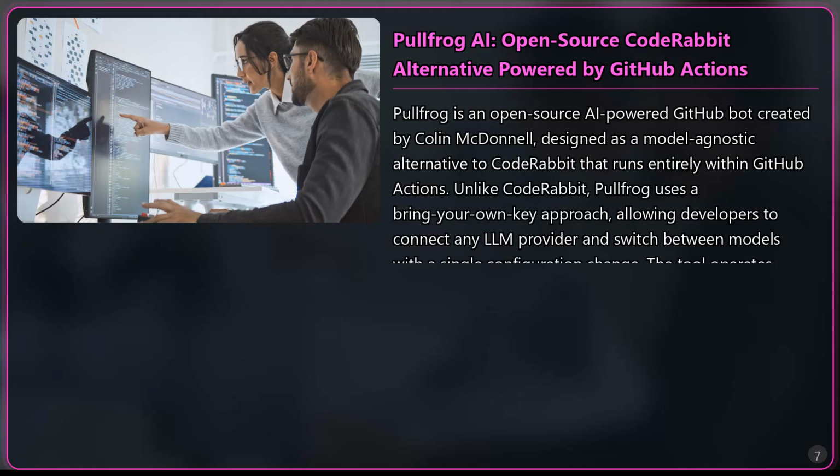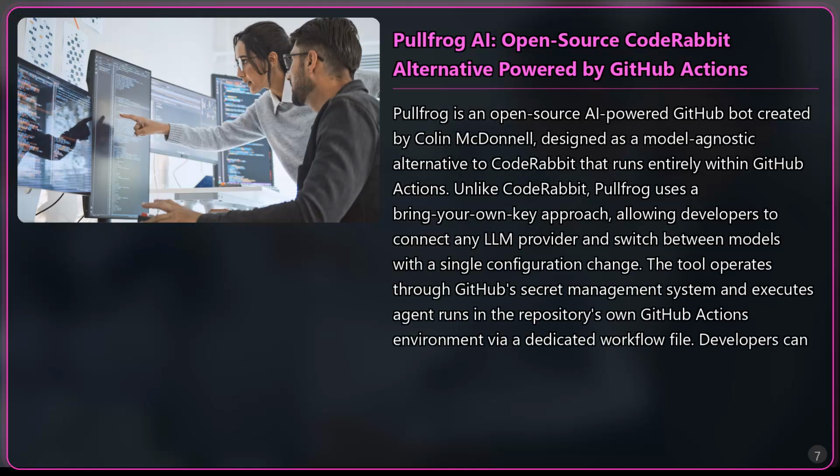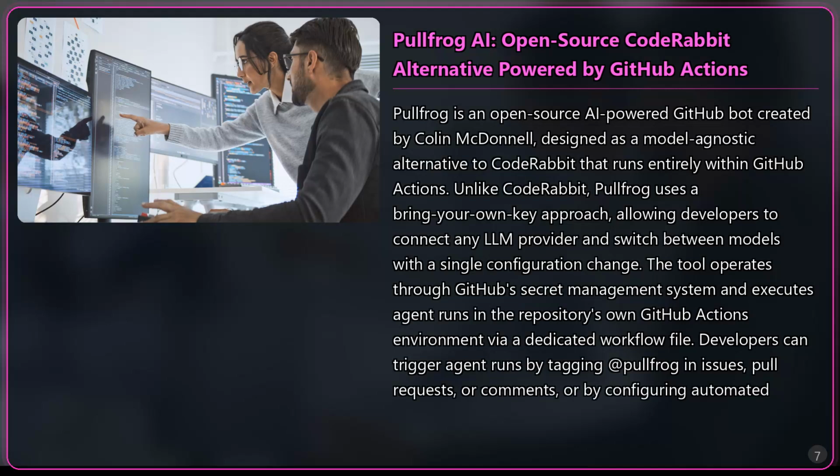The tool operates through GitHub's secret management system and executes agent runs in the repository's own GitHub Actions environment via a dedicated workflow file. Developers can trigger agent runs by tagging @pullfrog in issues, pull requests or comments, or by configuring automated triggers from the Pullfrog console.